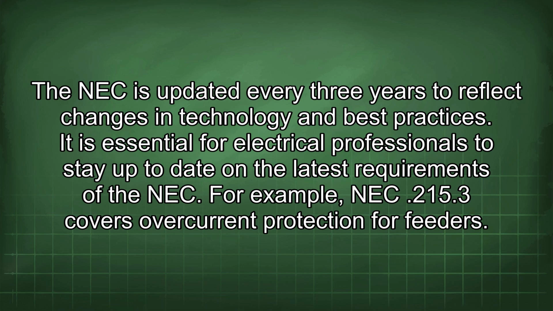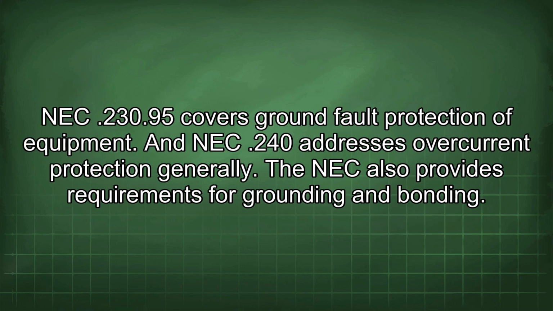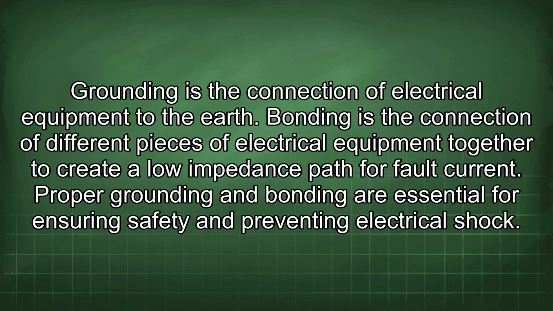For example, NEC 215.3 covers overcurrent protection for feeders. NEC 230.95 covers ground fault protection of equipment. And NEC 240 addresses overcurrent protection generally. The NEC also provides requirements for grounding and bonding. Grounding is the connection of electrical equipment to the earth. Bonding is the connection of different pieces of electrical equipment together to create a low impedance path for fault current. Proper grounding and bonding are essential for ensuring safety and preventing electrical shock.